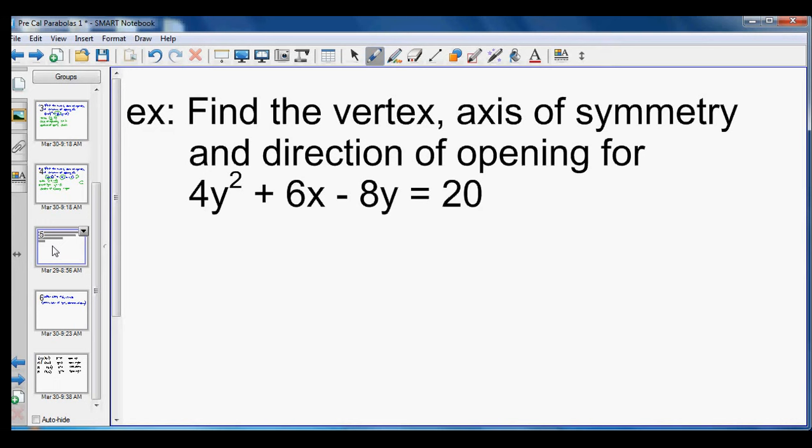So our instructions are the same as the other two. We're finding the vertex, the axis of symmetry, and the direction of opening. But we're going to have to rewrite it first. We're going to start by separating the x's and the y's. You see y is being squared, so I'm going to leave y's over on the left side. I'm going to subtract the 6x over to this side.